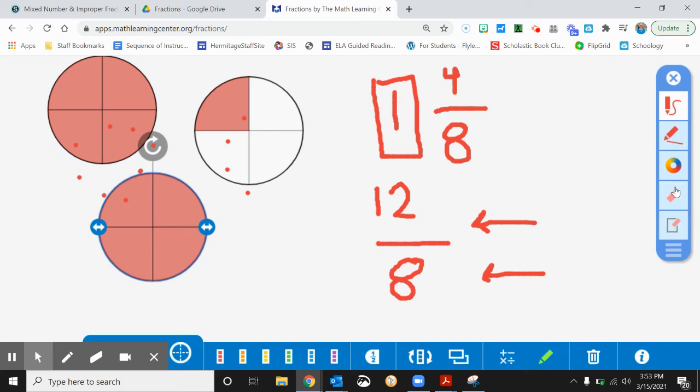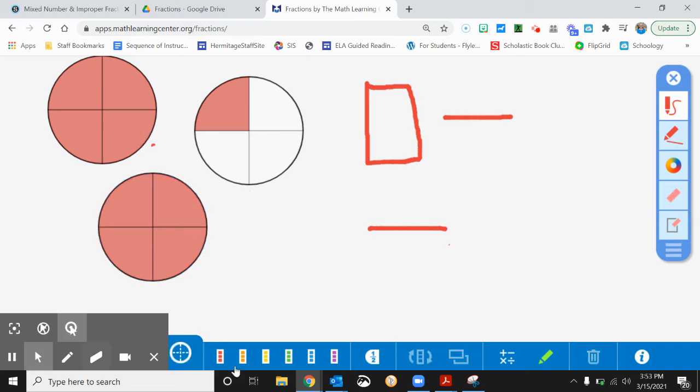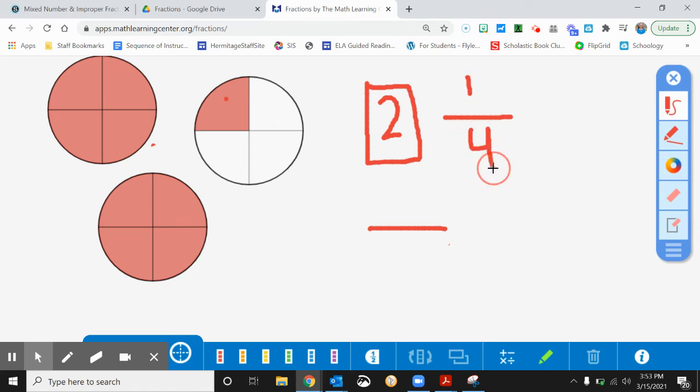Let's try to figure out our mixed numbers. Okay, so for my mixed number, how many whole pies do I have where they're all together? Well, this is a whole and this is a whole. So I have 2 whole pies. And then what is my fractional piece? Here I notice that I have 1 slice and I have 4 total. So that means each of these are divided up into fourths. So I have 2 and 1/4. That is my mixed number.